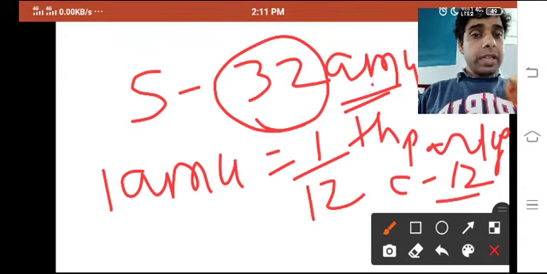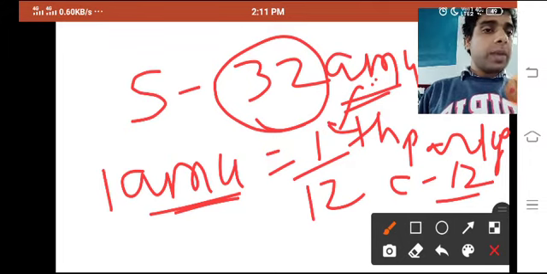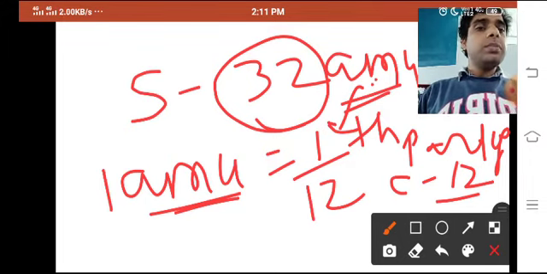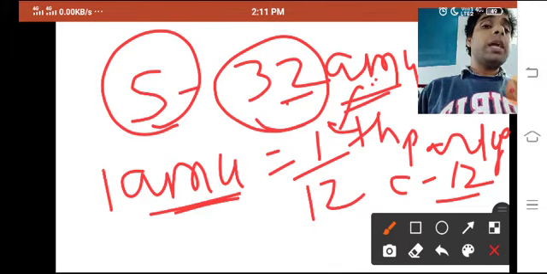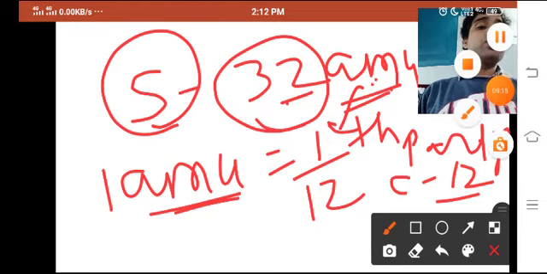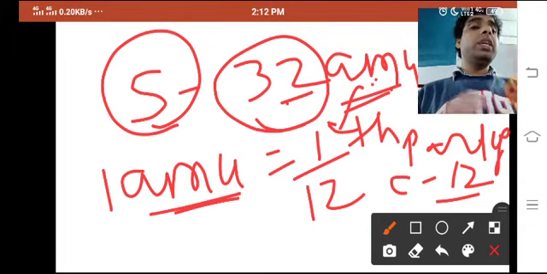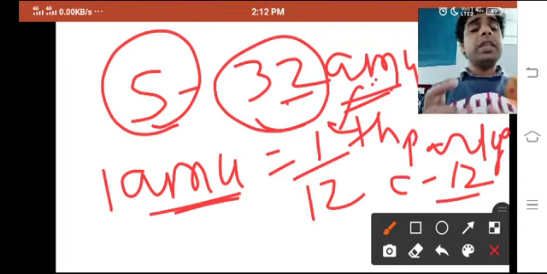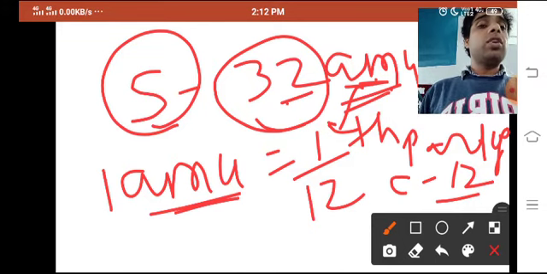This 1 AMU you can substitute with 1/12th part of a C12 atom. So what does it mean? It means sulfur is 32 times heavier than 1/12th part of a carbon 12 atom. You should understand that if I have written 32 AMU, 14 AMU, 16 AMU, any of the AMU, it is heavier than this AMU. 1 AMU is equal to 1/12th part of the C12 carbon atom.